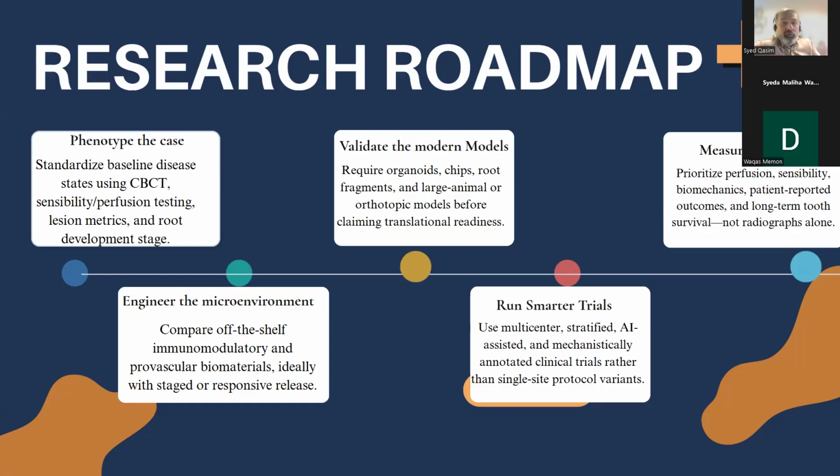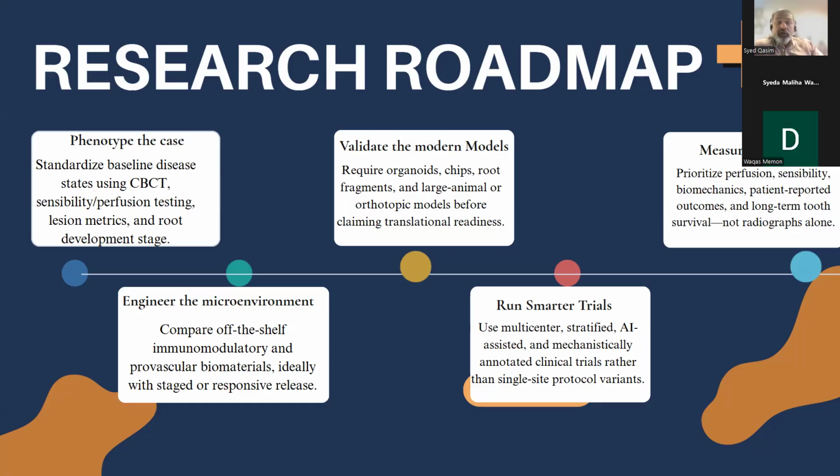Run smarter trials. That is very important. Use multi-center stratified AI-assisted mechanistically annotated clinical trials rather than single-site protocol variants. So rather than relying on a single center's data, when you're doing clinical trials or clinical studies, go for multi-center studies and take evidence also from multi-center studies.